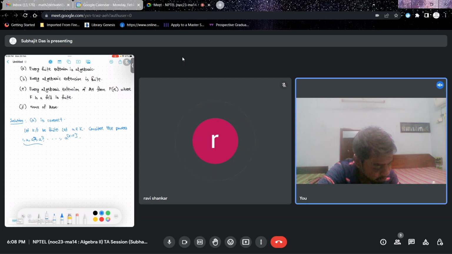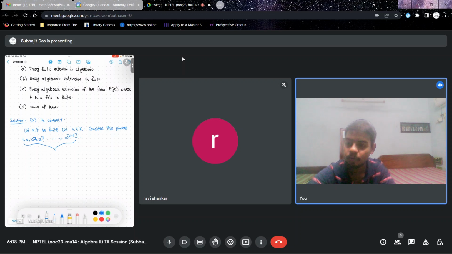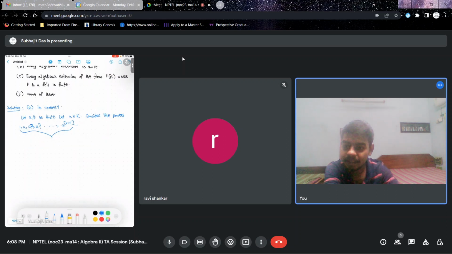And how many elements have we taken here? 1, a, a squared, a cubed, up to a to the power of the degree. How many elements are there in this list? 1, a, a squared, a cubed, and so on up to a to the power of the degree. How many elements are there? What is k? I didn't understand. What is k? K over F is the degree, right? It's a natural number, isn't it?